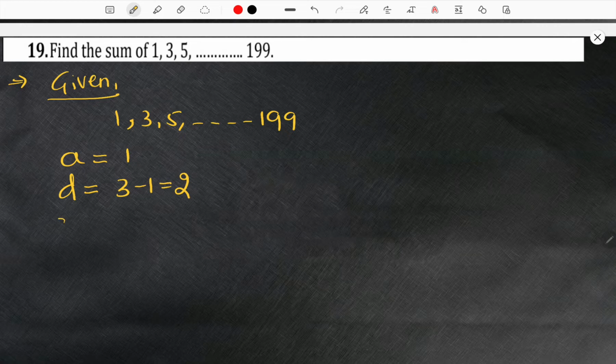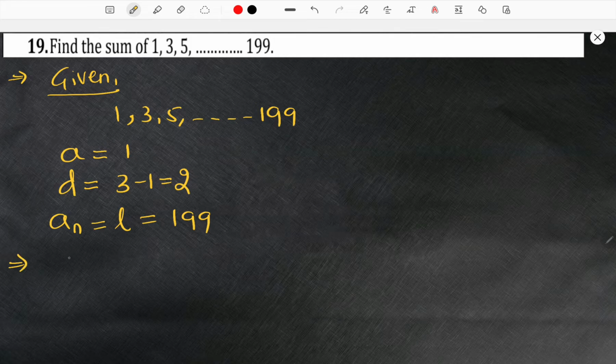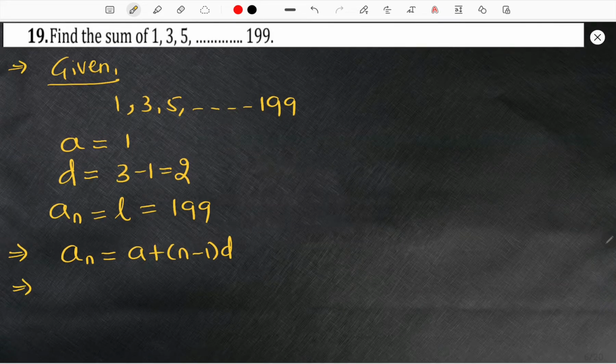Now an means the nth term, or you can just take it as the last term also. So the last term is 199. All right, fine. Afterwards you are going to use the formula. What is the formula? Sn is equal to n by 2, right? So n by 2 means how many terms are there, you don't know. So that's what you need to calculate now. an is equal to a plus n minus 1 into d. And what is an? an means 199. So 199 is equal to a is 1 plus n minus 1 into d is going to be 2.